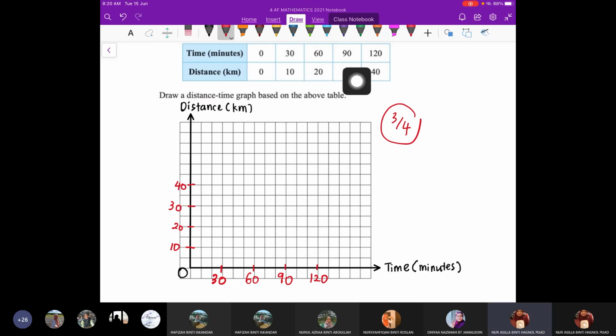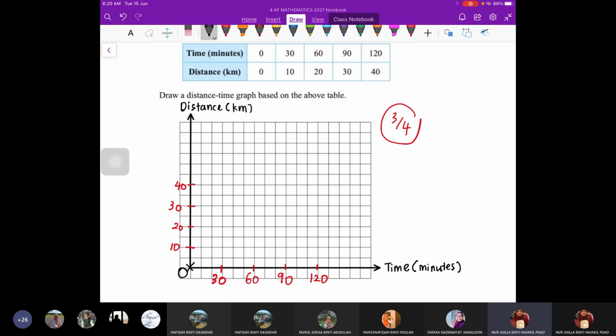If you don't want to follow the graph, you can put 20, 40, 60, 80, 100 and so on. It's fine. No problem. It's just that you have to plot it correctly. Plot where the data is. Okay, so we plot as usual.